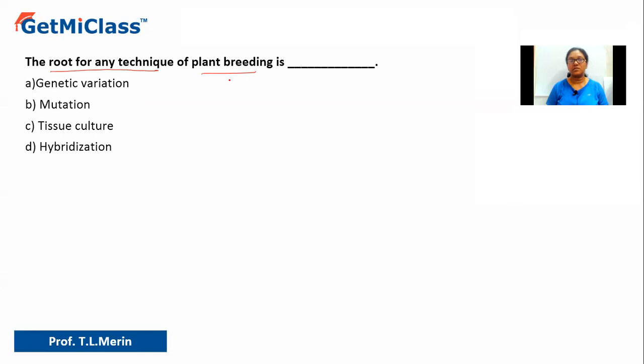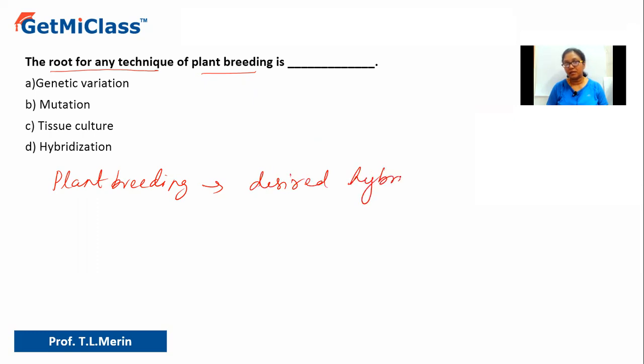But before we choose, let us understand what is plant breeding. What do you mean by plant breeding? Plant breeding, as the name indicates, it is breeding between two parents or two plants so as to get a desired hybrid variety. Desired hybrid plant. So this is basically done to get a desired hybrid plant. Now, what do you mean by hybrid plant?